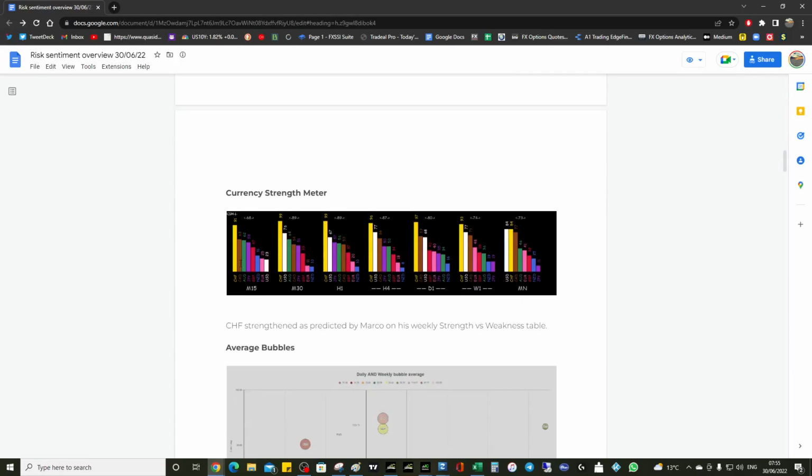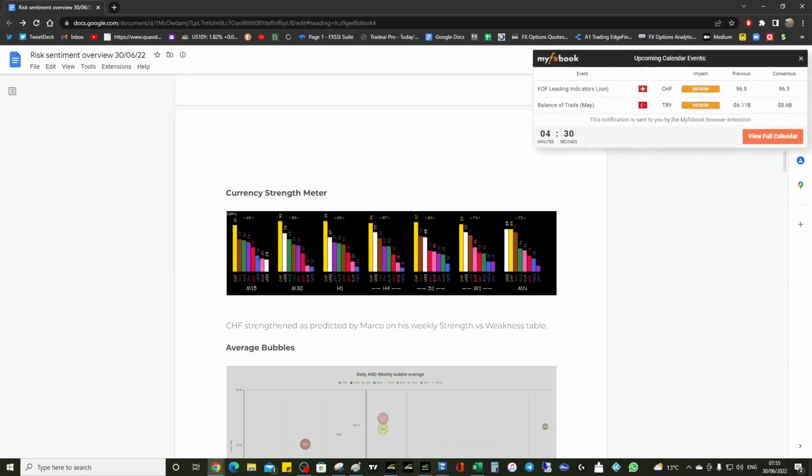Currency strength meter, Swiss strengthened. You might have seen the Euro Swiss broke parity yesterday. So there's a Swiss strength, not necessarily Euro weakness, but definitely Swiss strength. We can see Euro weakness on the half hour, on the hourly, H4, and it's losing strength on the daily as well. It's about slap bang in the middle on the weekly. So maybe a little bit of euro weakness and Swiss strength.